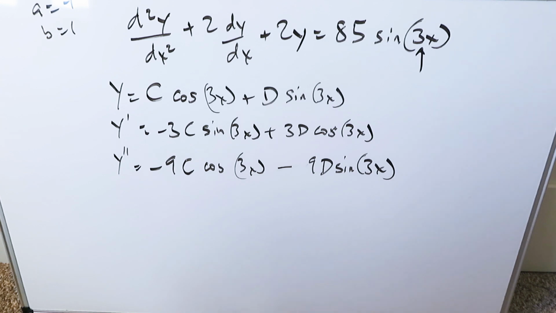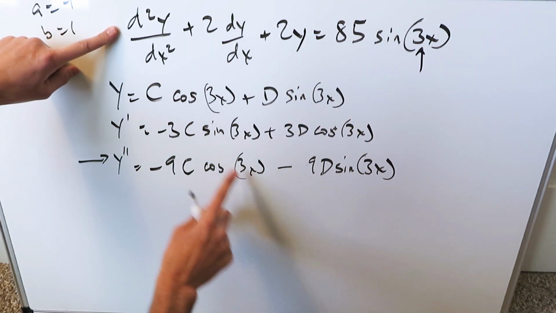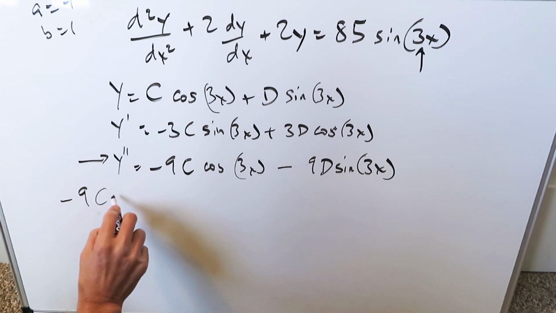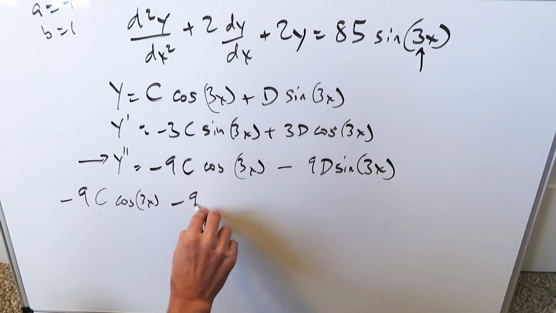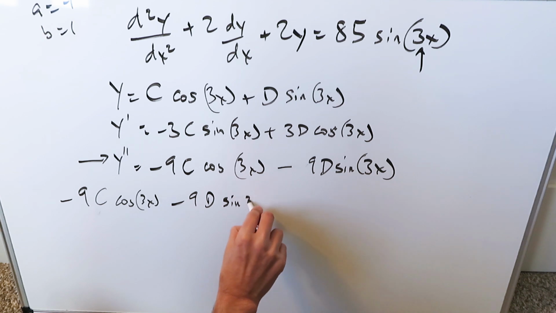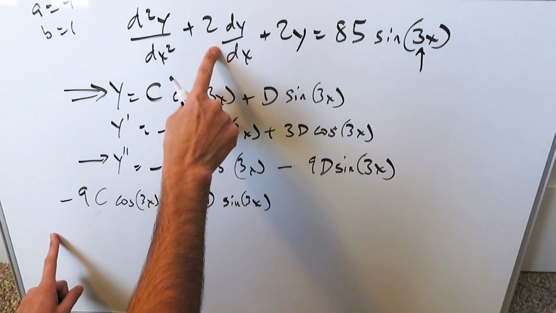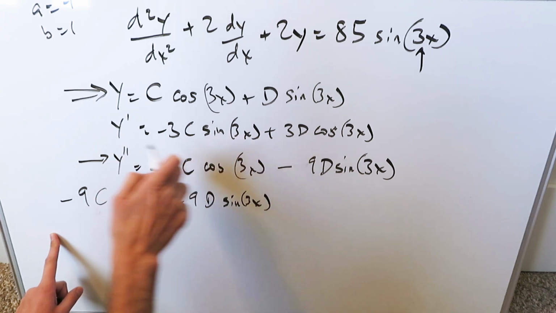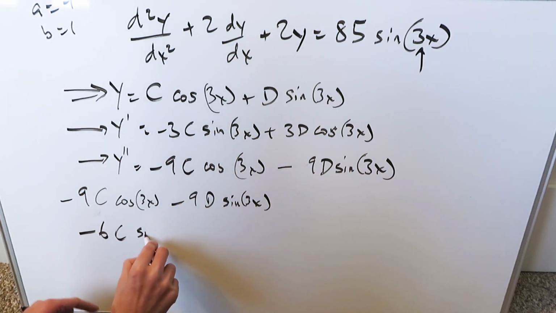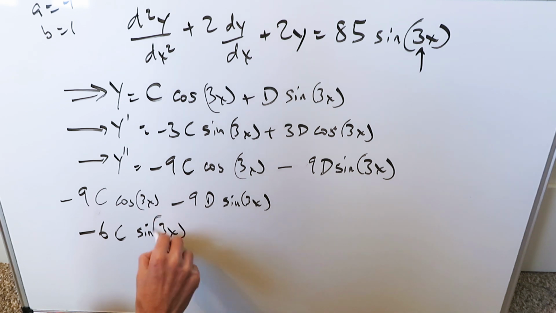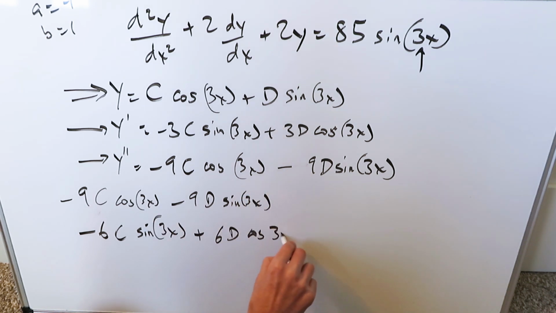These items have to be brought into your equation in place of this, this, and this. Look right over here along with this. I have a minus 9c cosine 3x. Then I'll have a minus 9d sine 3x. Remember, my main template is this right over here. Now look right here. Plus 2 times everything over here in the first order. I'll have here a minus 6c sine 3x and then a plus 6d cosine 3x.